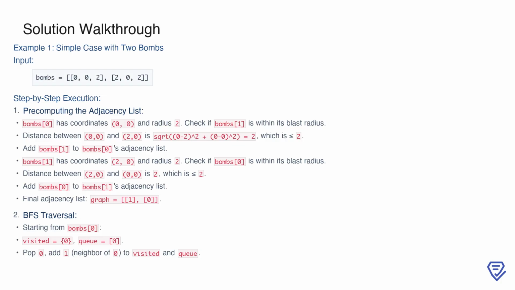Similarly, for bomb 1 at 2, 0, we check if it can trigger bomb 0. The distance again is 2, so bomb 0 is added to the adjacency list of bomb 1. The final adjacency list is 1, 0. Next, we perform a breadth-first search, BFS, to simulate detonating the bombs. Starting with bomb 0, we initialize the visited set and queue, marking 0 as visited and enqueuing it. We then process bomb 0's neighbors, adding bomb 1 to both the visited set and the queue. By the end of this traversal, the detonation count is 2.